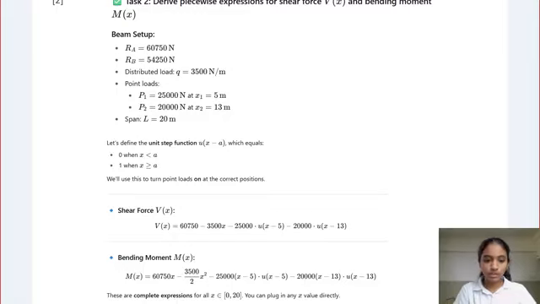For this, 60750 is the reaction at point A, which is acting at point X. We can consider X as different values as we have assigned in the equations. And here 2500 is the P1 and 20,000 is the P2.